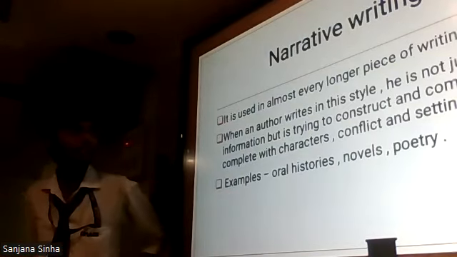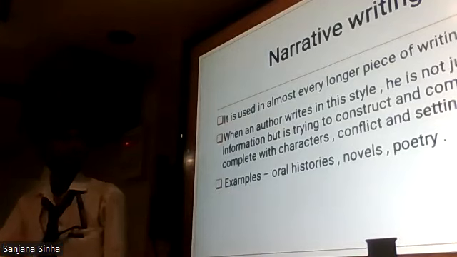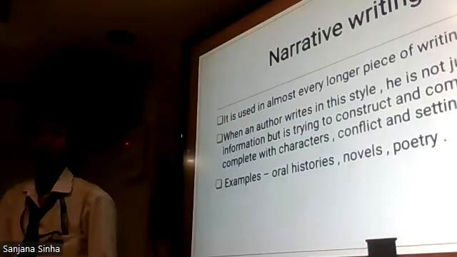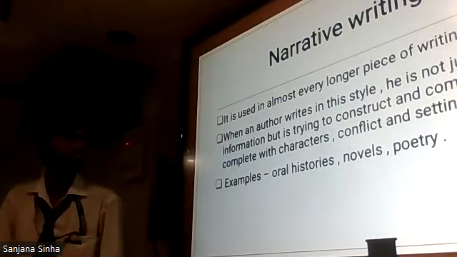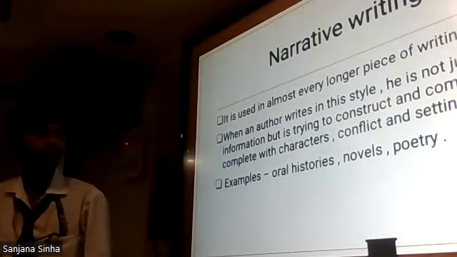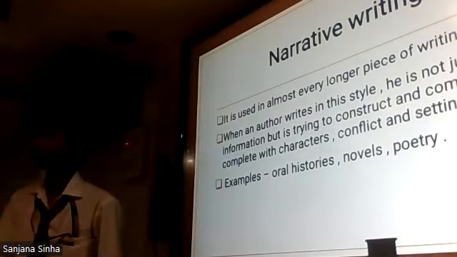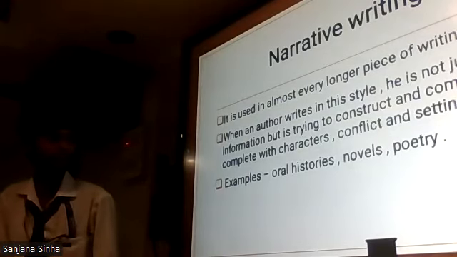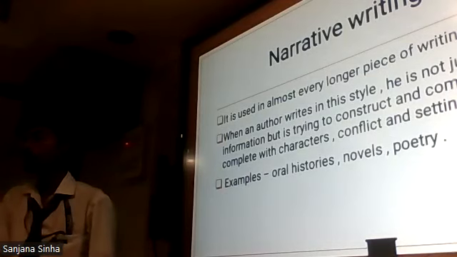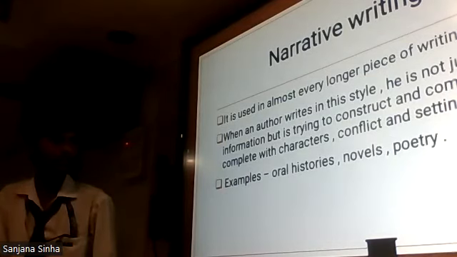And my second topic is the narrative writing style. It is used in almost every longer piece of writing. When an author writes in this style, he is not just trying to inform, but is trying to communicate a story, complete with characters and conflict and settings. Examples: oral histories, novels and poetry.